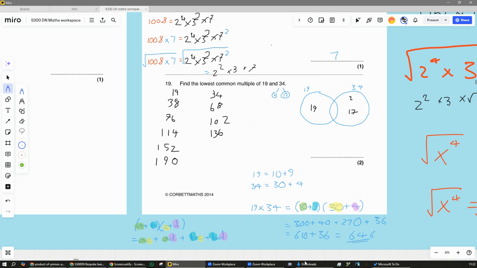So that's a way to multiply large numbers without using long multiplication, instead using factorizing and expanding. You can do a similar sort of trick, which essentially is the same thing, but laid out in a way that you might find easier. And this method can also be used for expanding double brackets in algebra. So we've got the 10 and the 9, and we've got the 30 and the 4. And then we just put them in a grid.